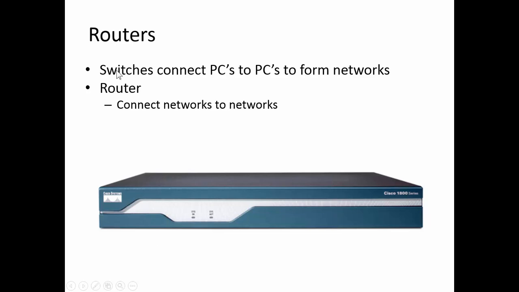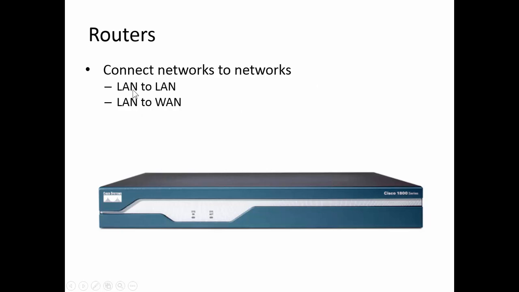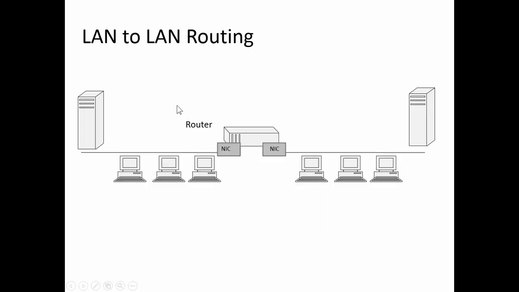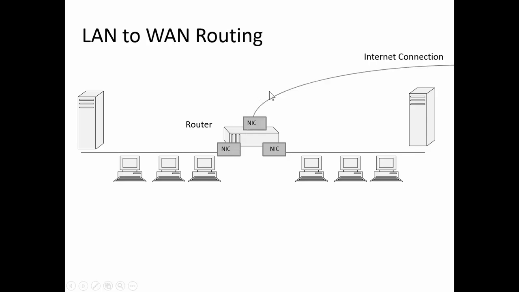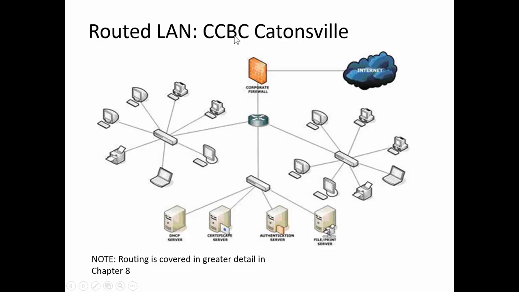Routers. Whereas switches connect computers to computers to form individual local area networks, routers are used to connect networks to networks. We can have LAN to LAN routing or LAN to WAN routing. This is a diagram of LAN to LAN routing. This router connects this local area network to this local area network. If I add a third network interface card and I connect it to the internet, then we have LAN to WAN routing.